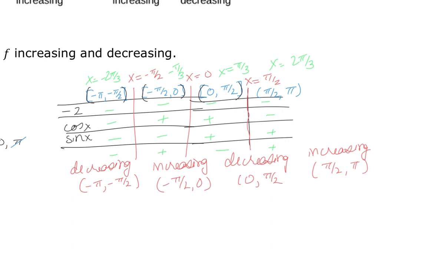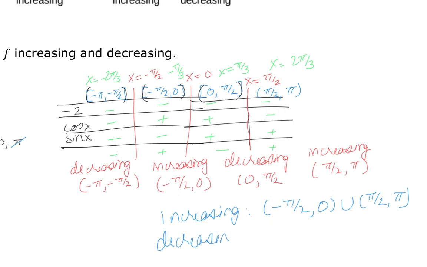So my intervals of increasing are negative pi halves to 0, union pi halves to pi, and decreasing on the interval between negative pi and negative pi halves, union with 0 to pi halves.